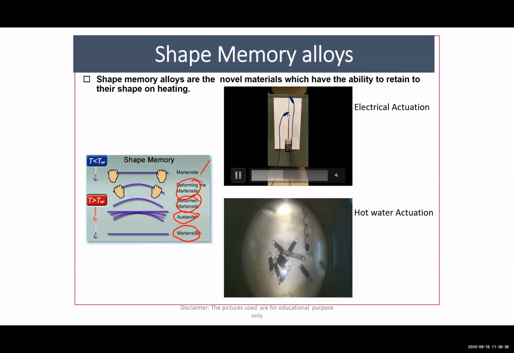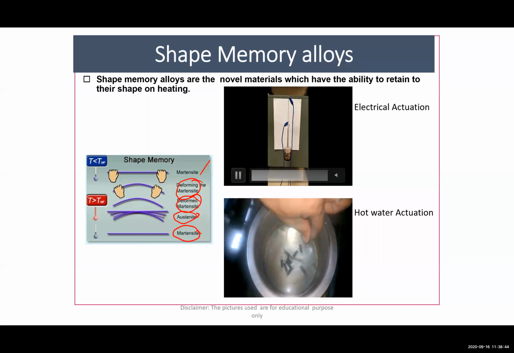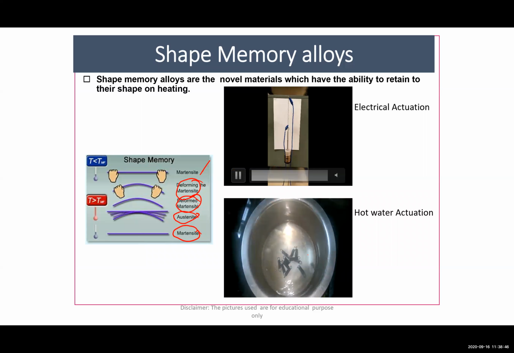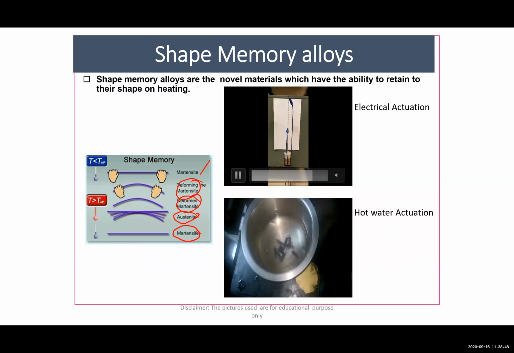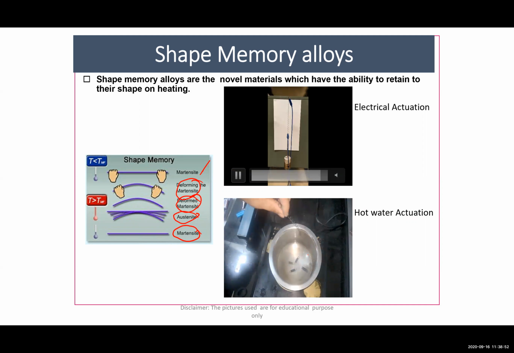This is another interesting concept. Here I have a shape memory alloy and this is hot water. I deform it manually and put it inside the hot water. When I put it inside the hot water, it comes back to its shape. This is the peculiar behavior of these shape memory alloy structures.